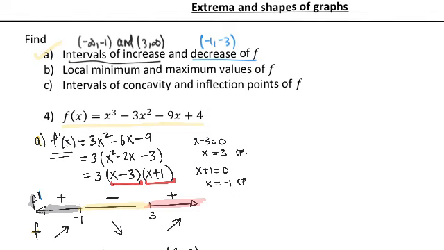Okay, for part B, we are going to look at local minima and maxima. I want to show you two ways to do that. First, I'm going to use the second derivative test. For that, I take the critical points I've just found, which means setting f prime equal to 0 or f prime does not exist, finding all the critical points, and then finding the second derivative at those critical points. So in this case, I need f double prime of 3 and f double prime of negative 1.